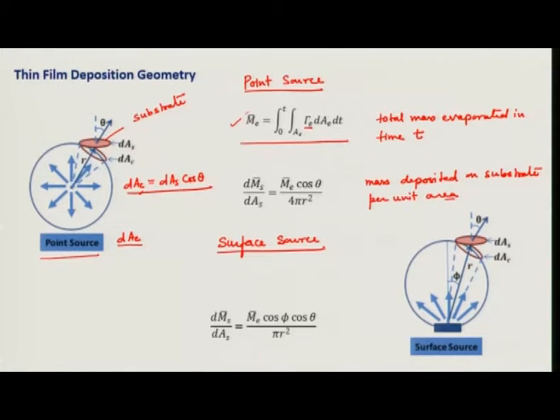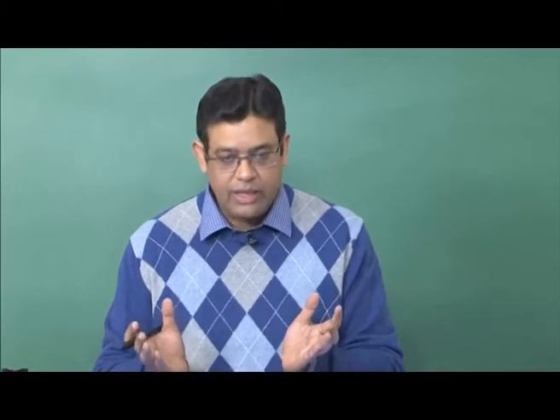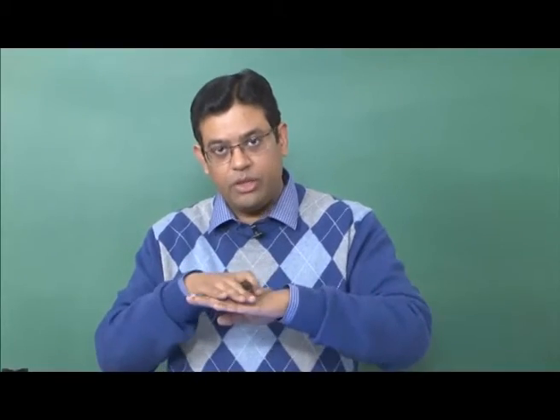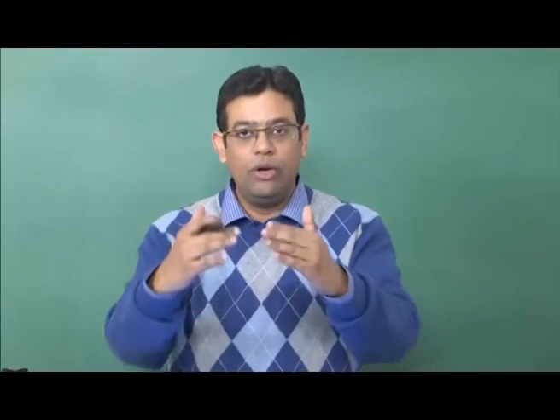Now, surface source has another angle called phi, which depends on how directional my flux from the source is. We will discuss this in detail later, but imagine that now the flux cannot go in all directions because it has a surface, it cannot go in the back direction, it is only evaporating from the top surface. So, it is going only forward.